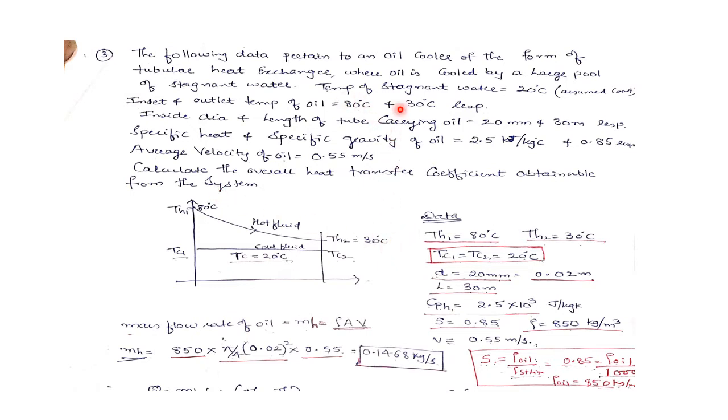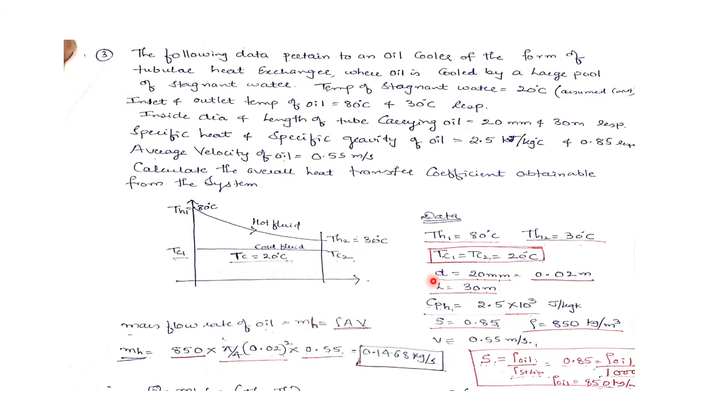The stagnant water is going to cool the oil, so it is treated as the cold fluid. The temperature of the cold fluid at the inlet and outlet of the heat exchanger will be 20 degrees centigrade only, because this water is stagnant and not flowing in the heat exchanger. So here we are treating Tc1 equals Tc2 equals 20 degree centigrade.